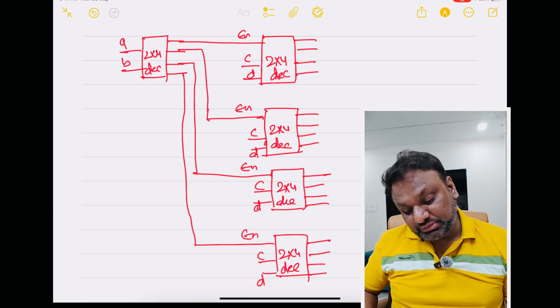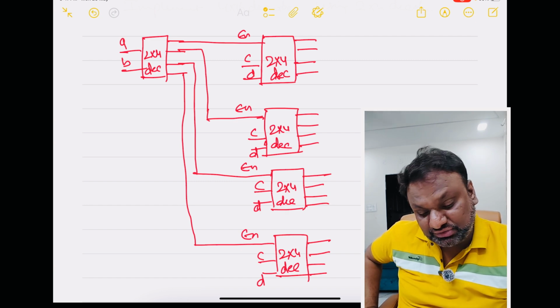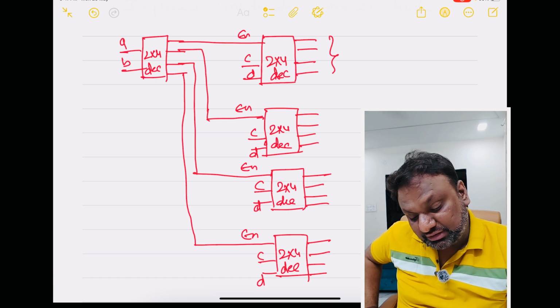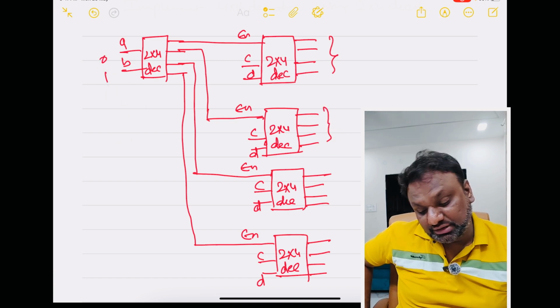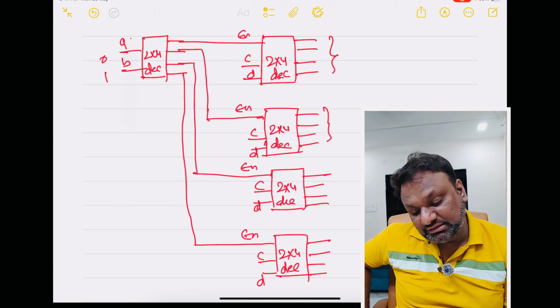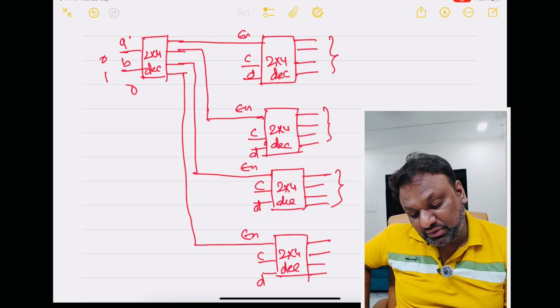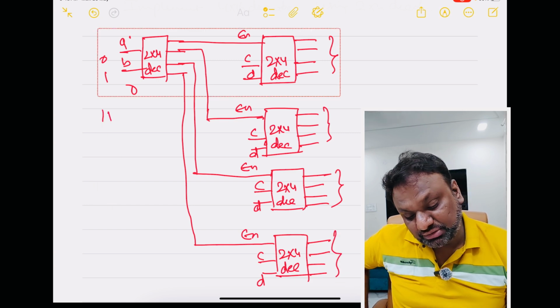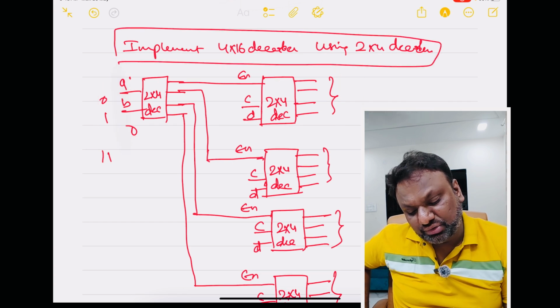Okay, so you can see here. When A and B is 0 0, then you get the output from this particular decoder. When A and B is 0, 1, then you get the output from this particular decoder. When A and B is 1, 0, then you get the output from this particular decoder. When A and B equal to 1, 1, then only you will get the output from this particular decoder. So this is the implementation of 4 to 16 decoder using 2 to 4 decoders.